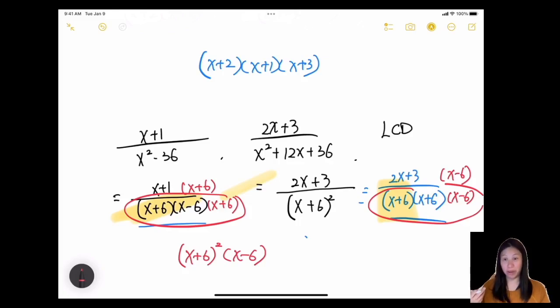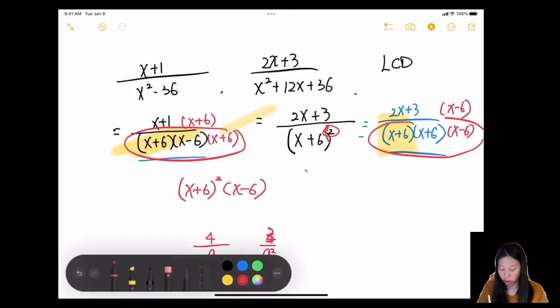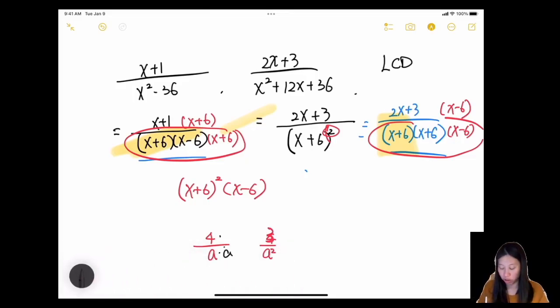So this is a tricky part. Make sure that you are careful when you see the square. Just like, when you see a function that looks like 4a and then 3a squared, are they the same? No, because the first one is missing an a, so you need to times a on the top and the bottom. So the common denominator should be a squared, not just a. So this one is similar.